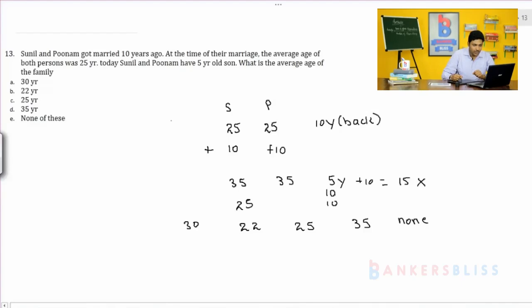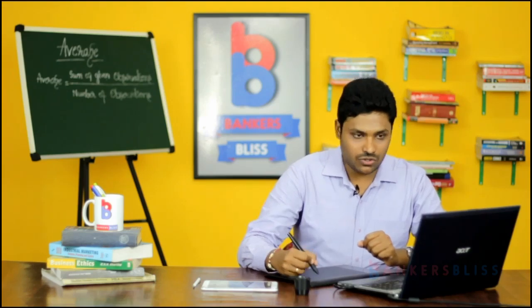So 10 plus 10, 20, and the child is having 5 years, so altogether 25 years. So after giving 10, Sunil got 25, after giving 10, Poonam got 25, and after getting 20 from both the two, his child got 25. So 25, 25, 25. All the three are having the same ages. So 25 is the average age of the family. Let us go to the next question.